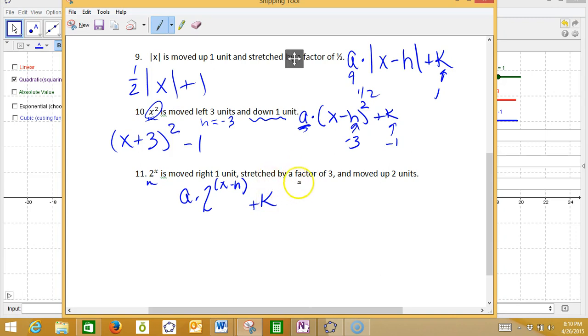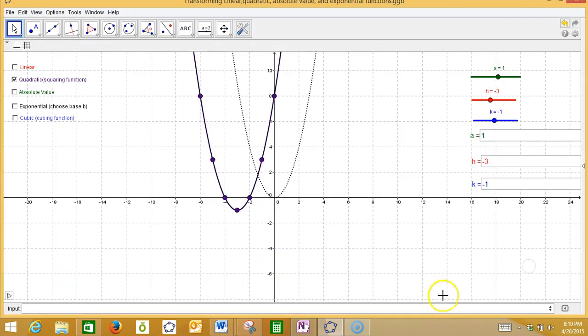Okay, so now we want to stretch this by a factor of 3, so we're going to let a be 3. We're going to move the graph 1 unit to the right, so let's let h be a +1. And then we're going to move the graph up 2, so let's let k be a +2. So our expression then is going to be, if a is 3, 3 times our parent function 2 raised to the, but not just x anymore, it's going to be x minus a +1, so x minus 1, and then we have plus 2. Okay, so let's check that out and then be done with this video here.